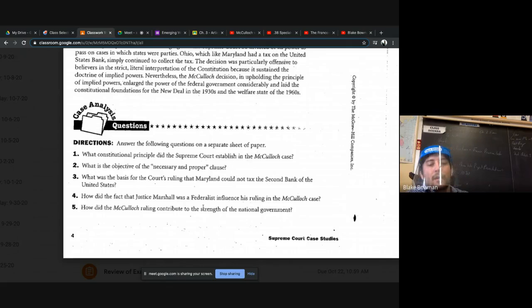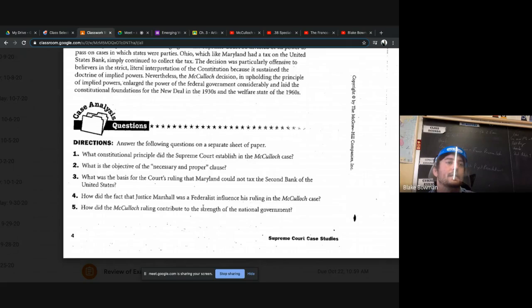Yeah. So if the states had the ability to have their own power above the national government, that would defeat the purpose of the whole Constitution, right? Having set precedent that the Constitution is the law of the land, the supremacy clause, we really can't allow the states to become more powerful than the national government, because we would fall into the same problems we had before the Constitution was created, when the Articles of Confederation was causing these issues. All right, good job. So how did the McCulloch ruling contribute to the strength of the national government?